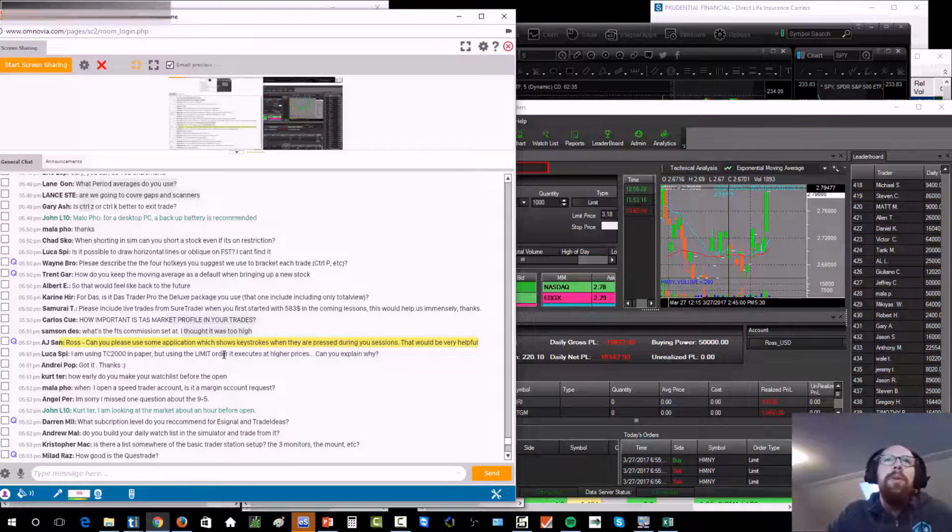TC2000, but the limit orders execute at higher prices. That could be because of the data feed that they're using for your level 1, and it's hard with simulated trading because it's just not always exactly perfect. So I'm not sure why that might be, but it probably has to do with the data.